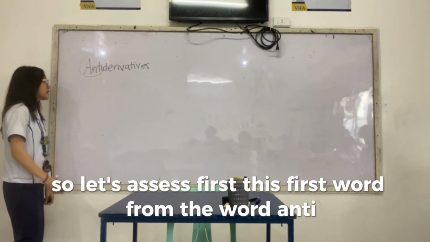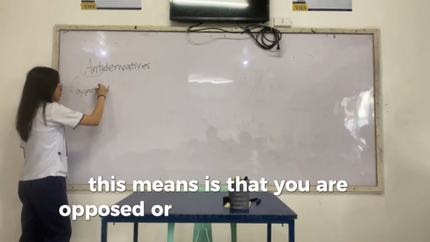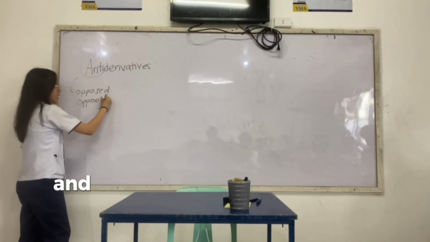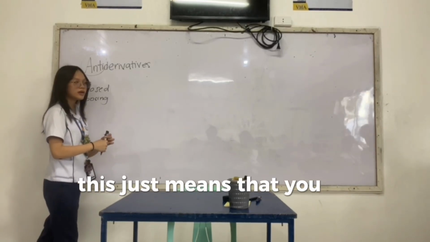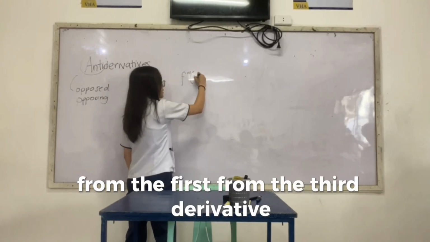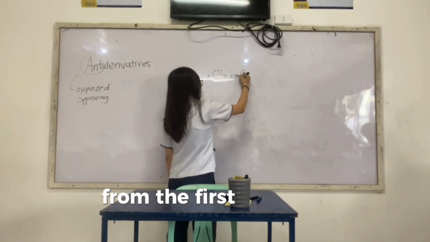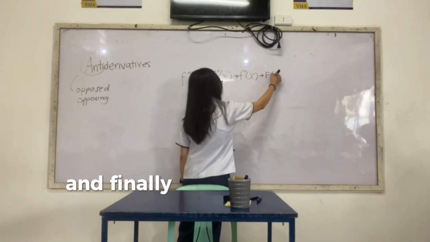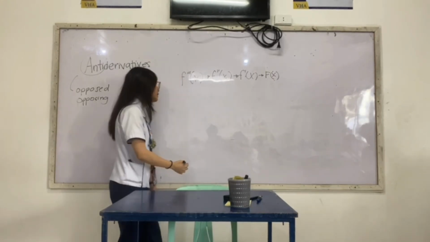From the word anti, this means that you are opposed, or opposing. And if you are opposing from derivatives, this just means that you are going to get from the third derivative, from the second derivative, from the first derivative, and finally, the capital F of x is called antiderivative.